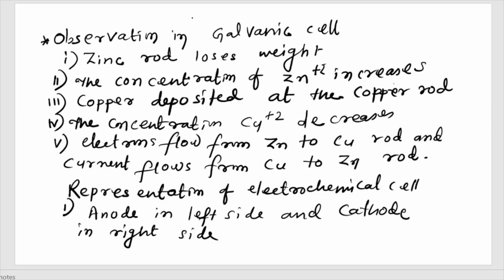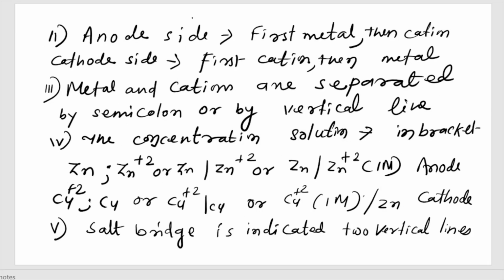Remember, always you see anode on the left side and cathode on the right side. Anode loses electrons and the cathode side gains electrons. On the anode side, first metal, then cation. Metal is zinc in zinc sulfate solution, Zn plus 2 is the cation. Metal, then cation. On the cathode side, first cation and then metal. Why? Cations gain electrons, so they come first. On the anode side, why first metal? Because metal loses electrons.